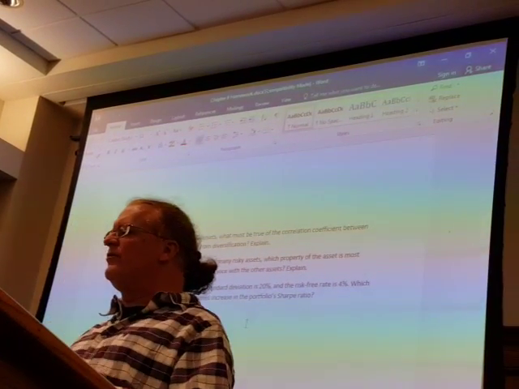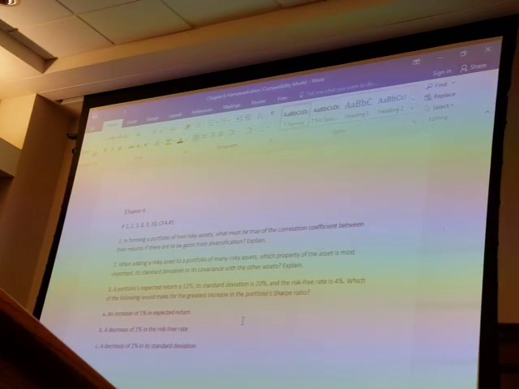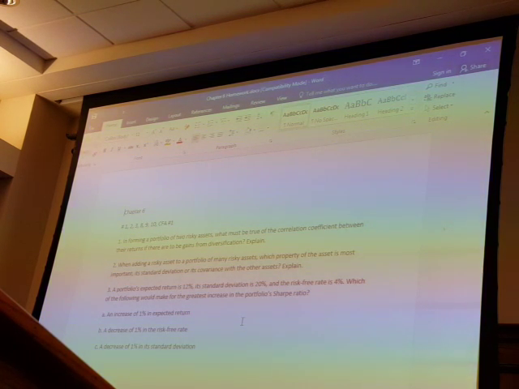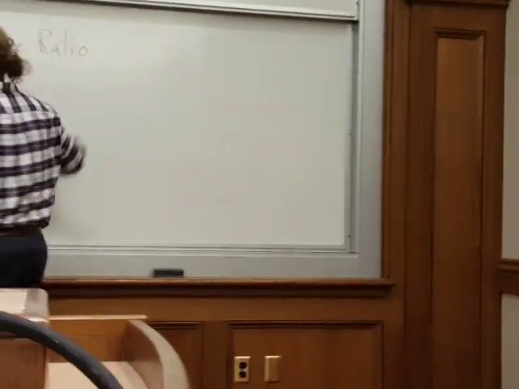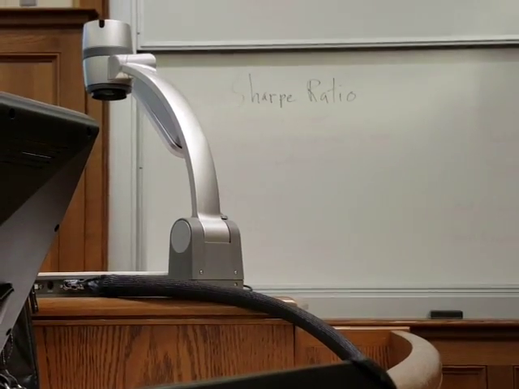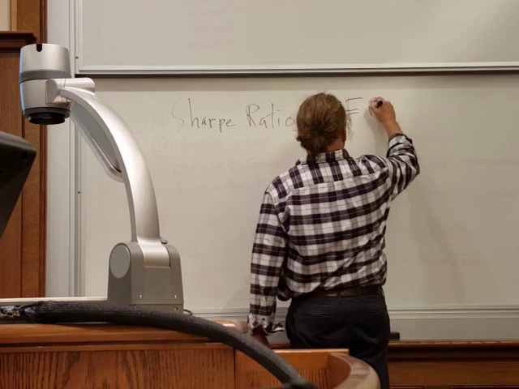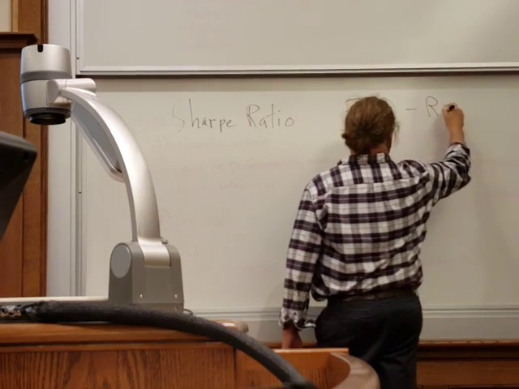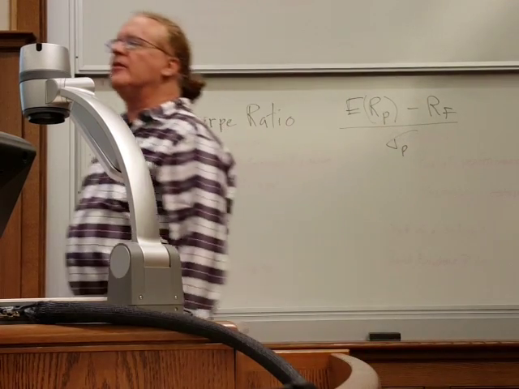Number 3, a portfolio's expected return is 12%, its standard deviation is 20%, the risk-free rate is 4%. Which of the following would make for the greatest increase in the portfolio's Sharpe ratio? Okay, first on the Sharpe ratio, it's the expected return on a portfolio minus the risk-free rate, this would be the return on a T-bill, divided by the standard deviation of the returns on that portfolio.